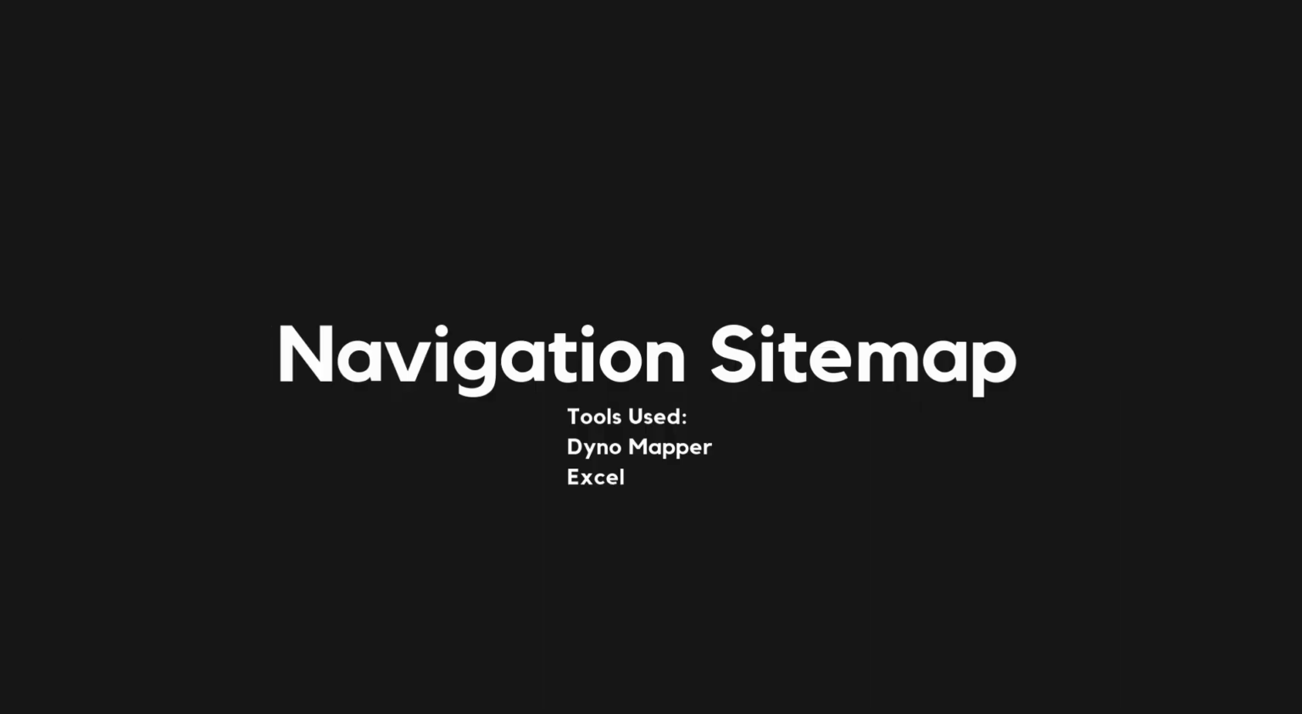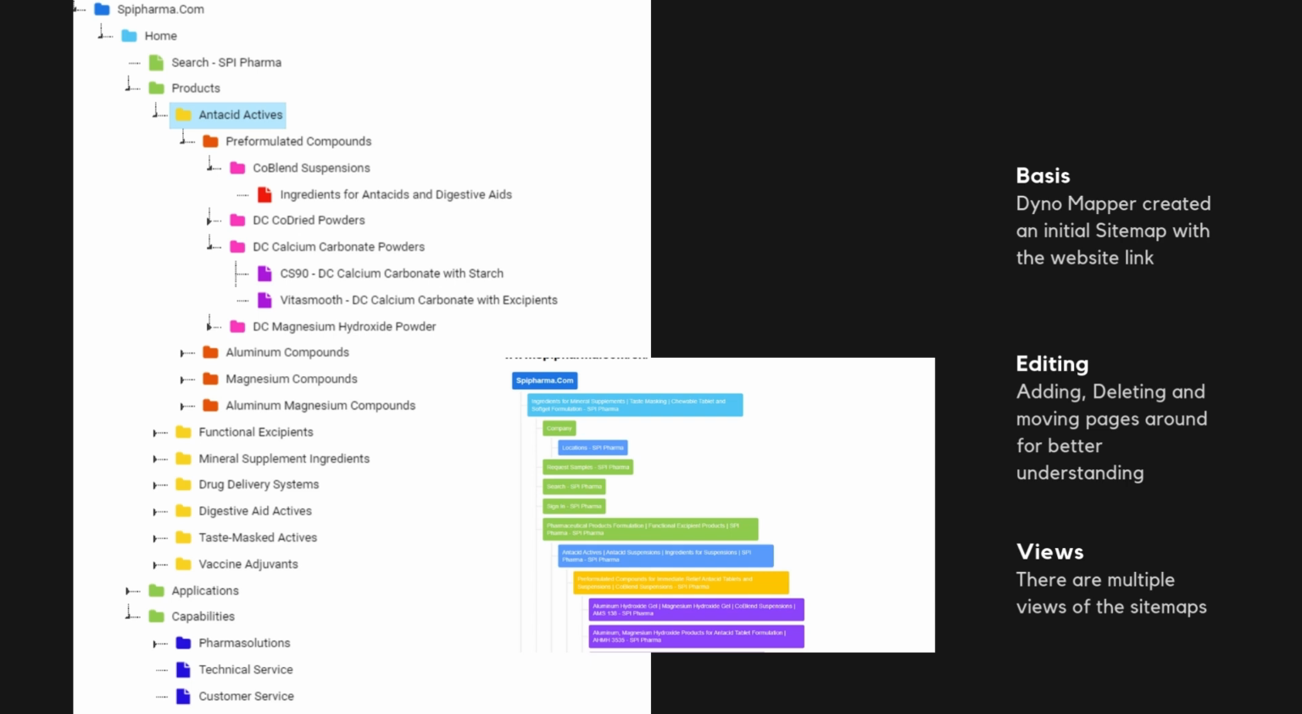The first one was the navigation sitemap. The tools that I used for this were Dyno Mapper and Excel. Dyno Mapper created an initial sitemap with the website link. Then it allowed me to add, delete, and move around the pages for a better understanding or to take out the redundancies. And there were two to four views that you could actually see this in.